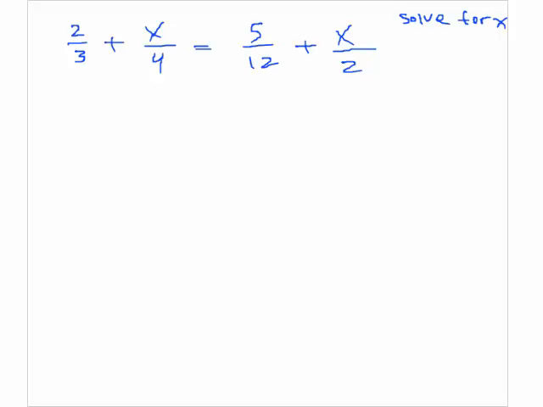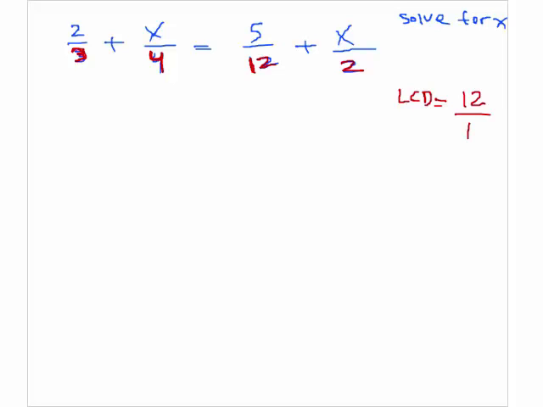Define the LCD. So I'm going to look at 3, I'm going to look at 4, all of them together. I'm going to look at 12 and 2 and ask myself, what is the LCD among everything? Let's write it down here, LCD, 12. Okay, so the method is to multiply each term by LCD.